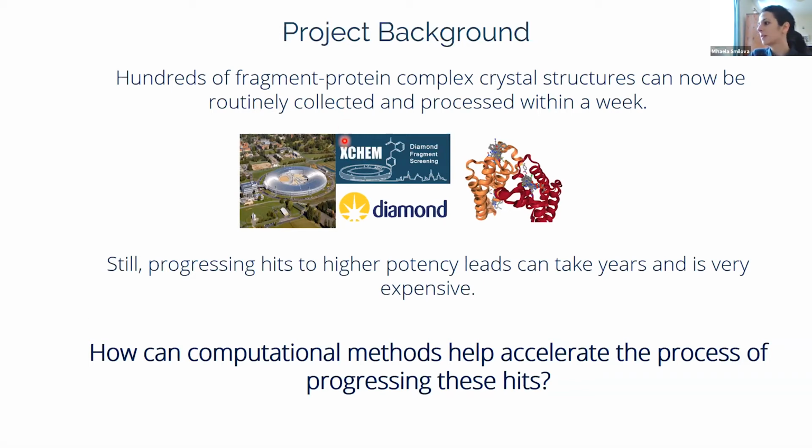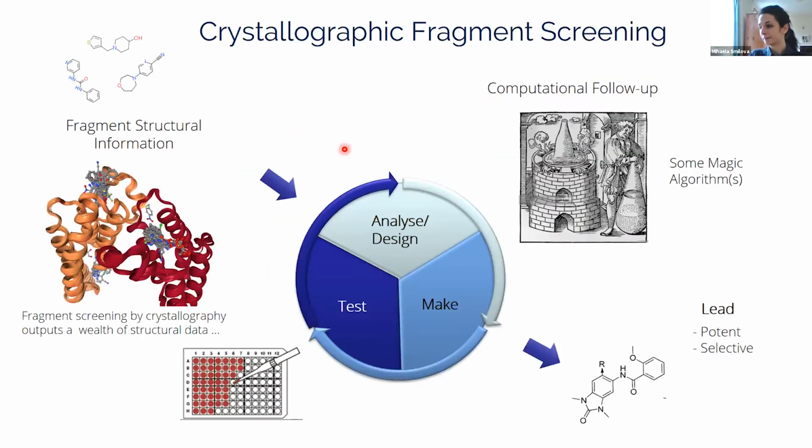But still, progressing these hits to higher potency leads can take years and is very expensive. So the question is then, how can computational methods help accelerate the process of progressing these hits?